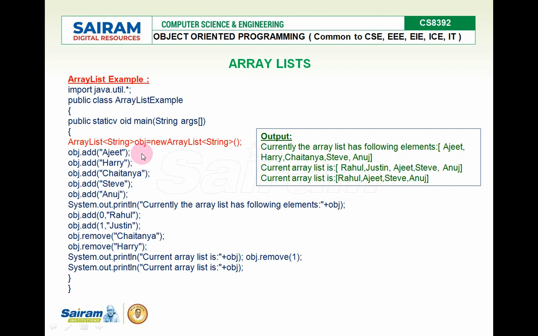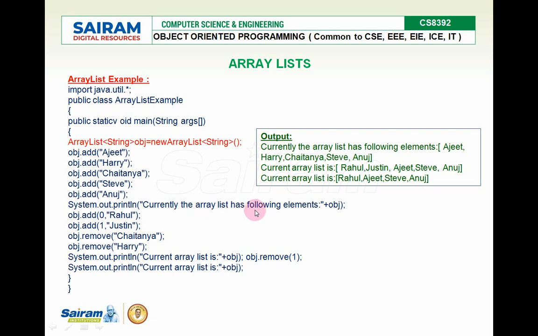As I said already, the ArrayList works in an insertion manner. If you add the element Ajit, thereafter Harry will be inserted in the first position, and in the second position Ajit will be there. And then if you add Chaitanya, Chaitanya will be in the first position, Harry will be shifted to the second position, and Ajit will be shifted to the third position. That is the order which is going to be inserted. Okay, we'll see that output. And then Steve, Anuj, one by one is going to be inserted.